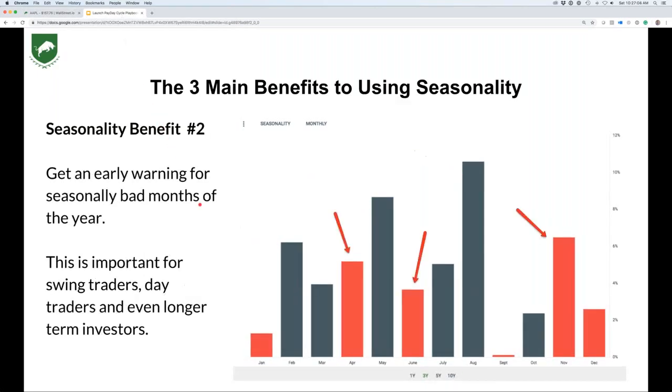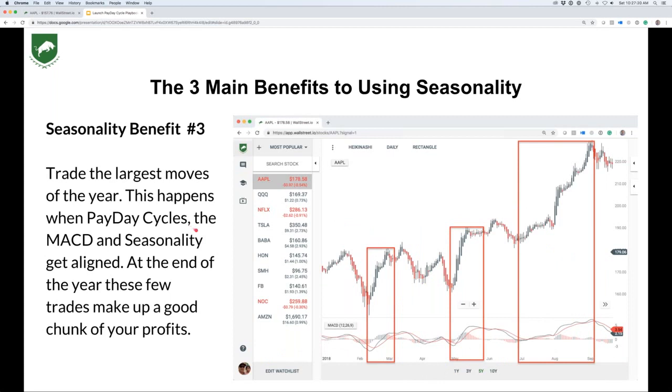you can. Now, the next benefit to seasonality is you get an early warning for seasonally bad months. For example, April, June, November, December, January, seasonally bad months, right? This is important again for swing traders, day traders, and even long-term investors. Now, the big benefit here is that the largest moves of the year that just happen a few times a year tend to happen when payday cycles, the MACD, and seasonality all get aligned. Do you remember I mentioned earlier this idea of probability stacking, right?